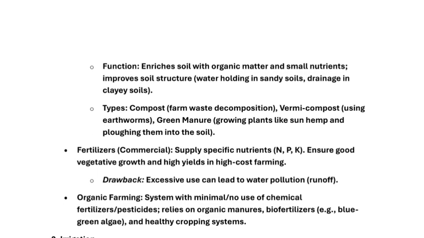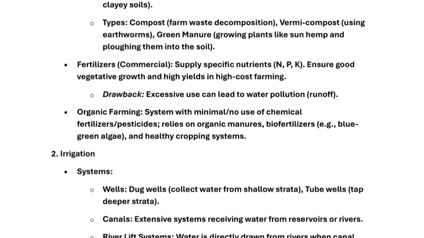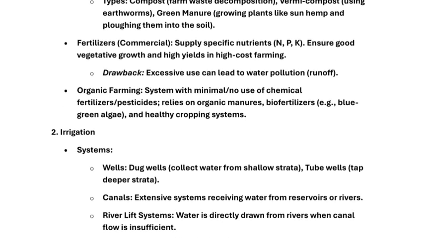Function: manure enriches soil with organic matter and small nutrients, improves soil structure, water holding in sandy soils, and drainage in clayey soils. Types: compost, from farm waste decomposition; vermicompost, using earthworms; green manure, growing plants like sun hemp and plowing them into the soil. Fertilizers are commercial products that supply specific nutrients, N, P, K.